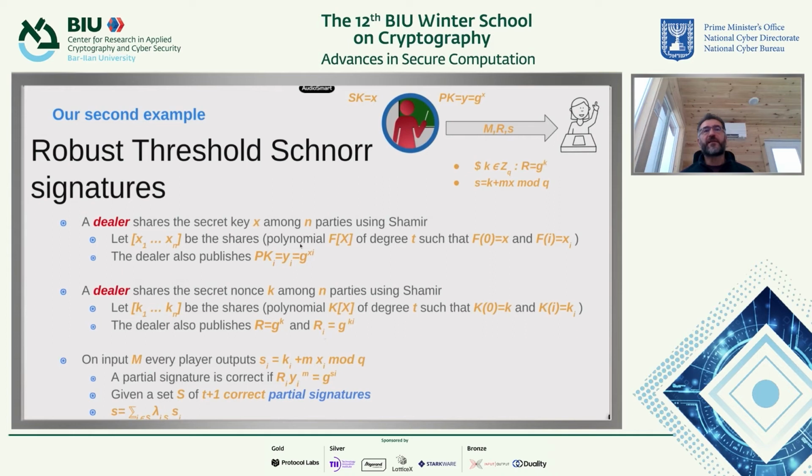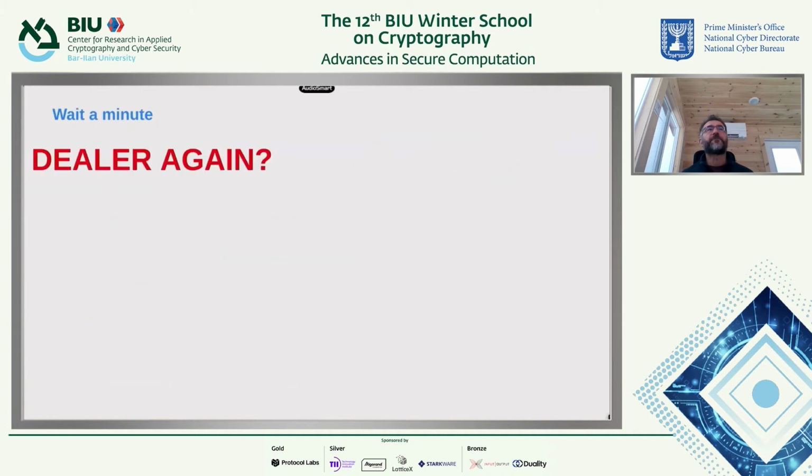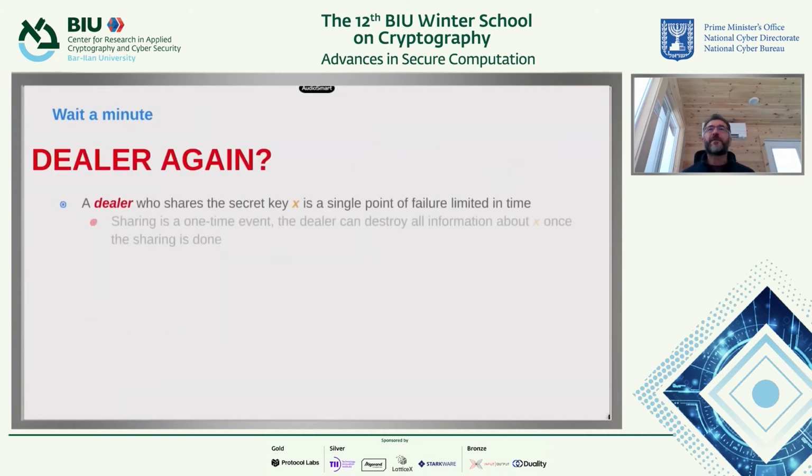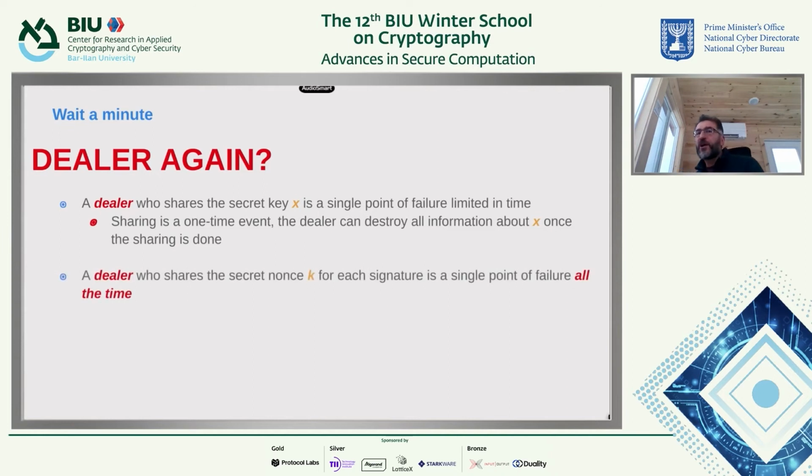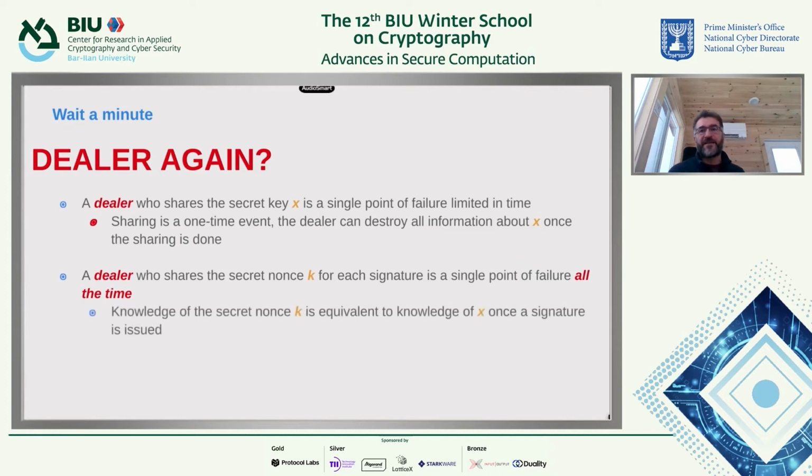That's because we're trusting these public commitments because they come from the dealer. Okay. Dealer again, this is a problem. A dealer in this scheme is a problem because the secret key is shared once and destroyed after sharing. That's a one-time thing. But a dealer who shares the secret nonce every time is a single point of failure all the time, right? Because as I said before, knowledge of K is equivalent to knowledge of X. So this is really not okay. So we really have to do it without a dealer.